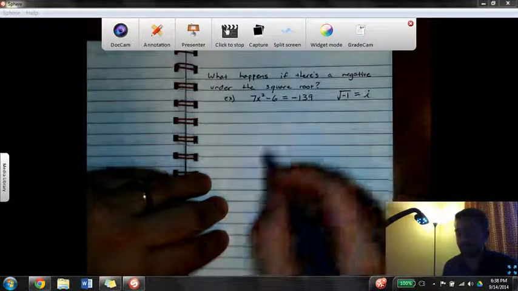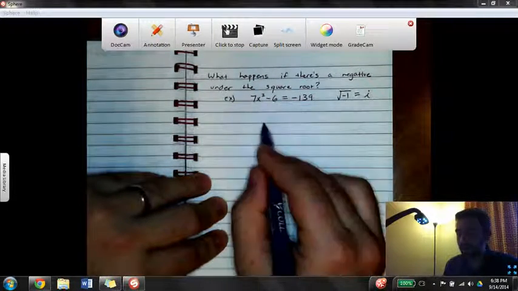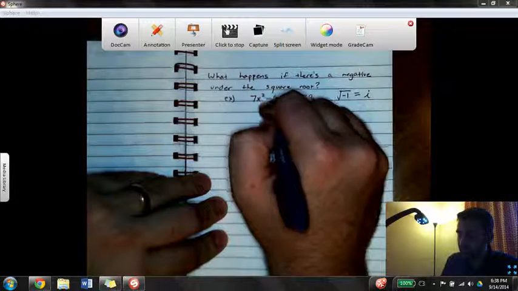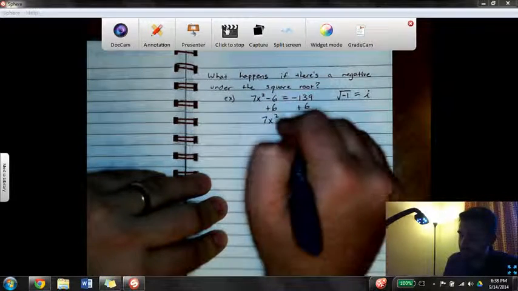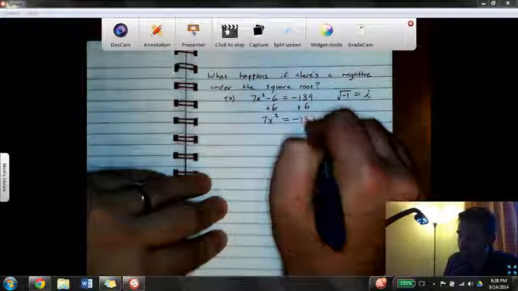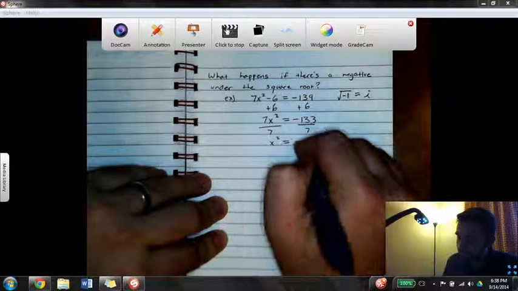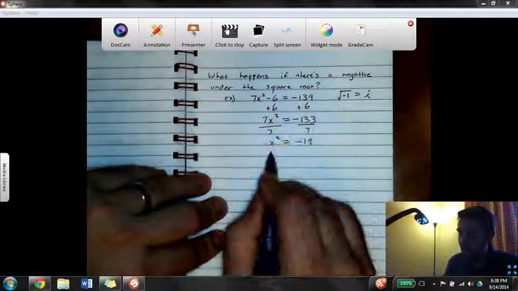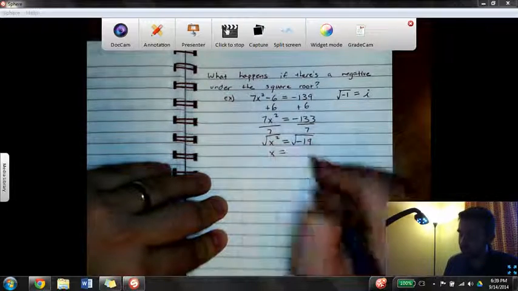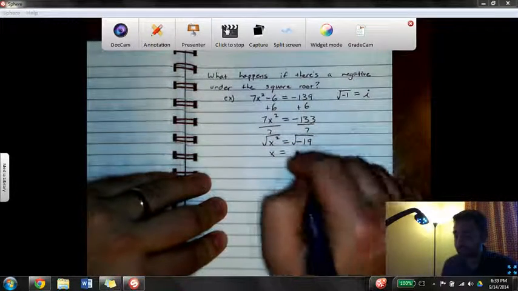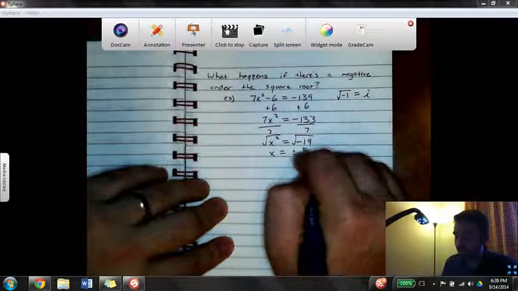So in this example, once again, I'm isolating my x by solving algebraically, so I'm going to add 6 on both sides, and then divide by 7. And then in order to solve for x, I take the square root of both sides, which then leaves me with the plus or minus square root of negative 19.